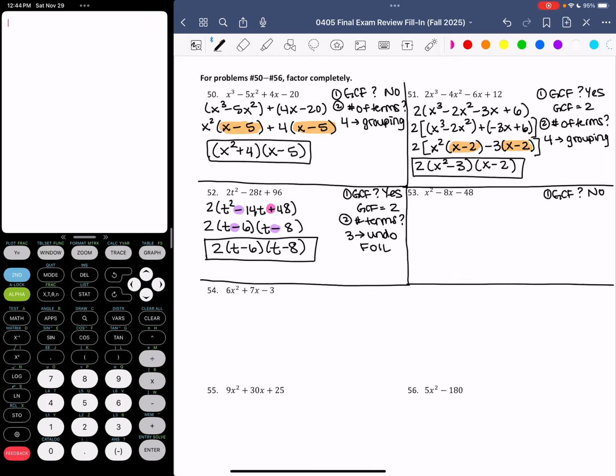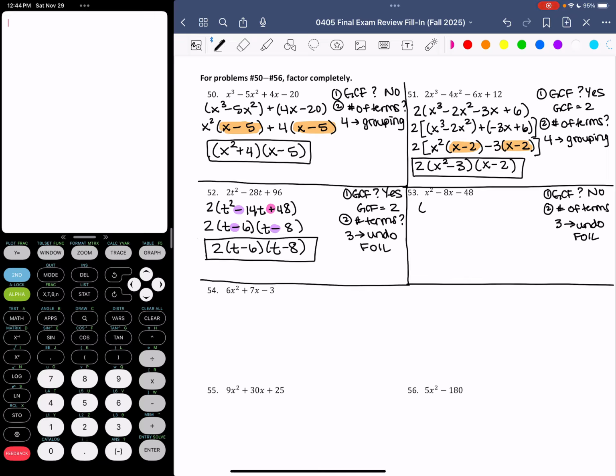So second step, number of terms is what you're looking at. Number of terms. And I see that I have 3. And the number in front of x squared is a 1. Therefore, I'm going to undo FOIL again. Same as what I just did, right? So you're looking for factors of 48. Actually, negative 48 this time.